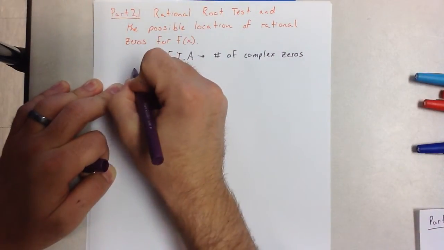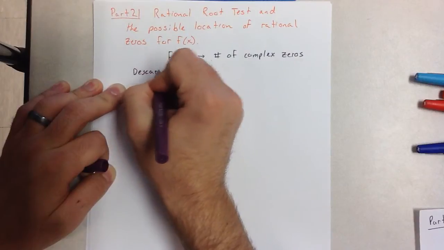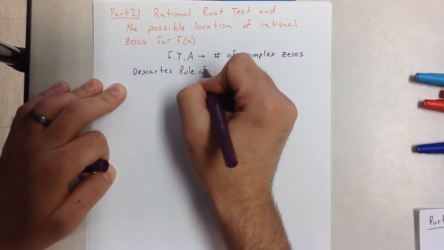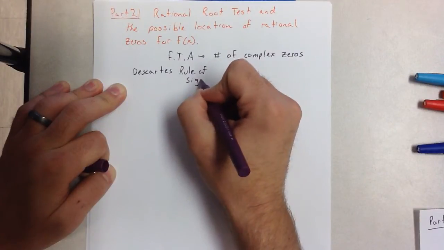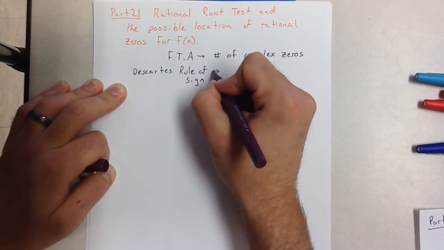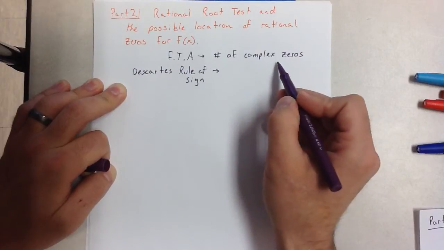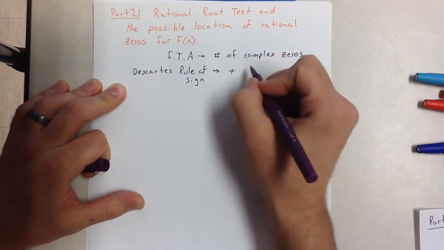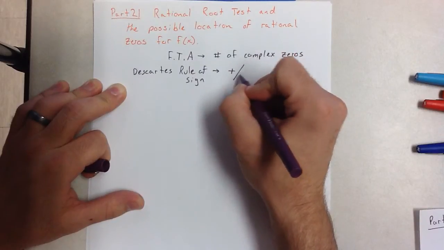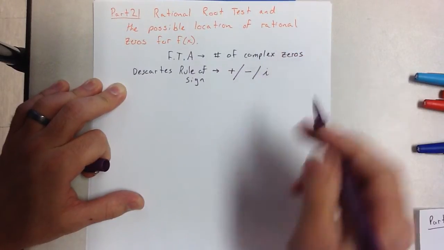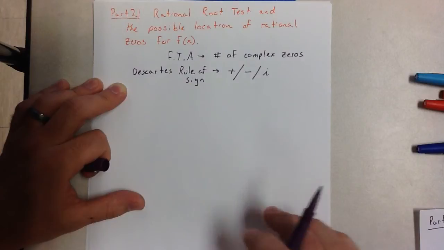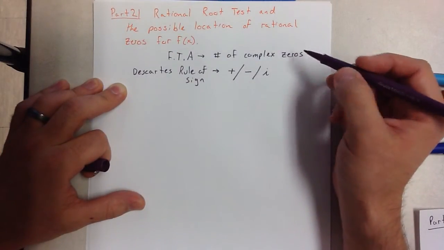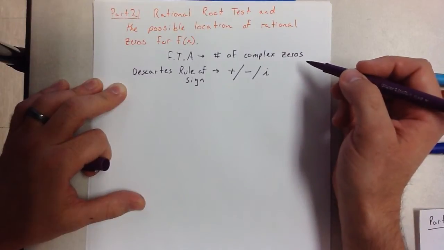Whereas Descartes' rule of signs added to that and said, okay, so we know how many zeros exist. This tells us then, of those zeros, how many could be positive, negative, or imaginary. But again, we don't know from this where these zeros are located.